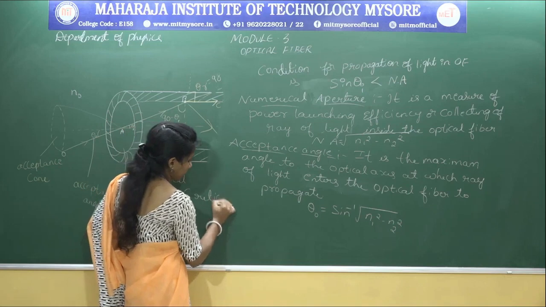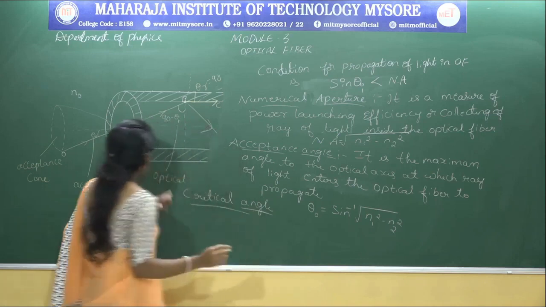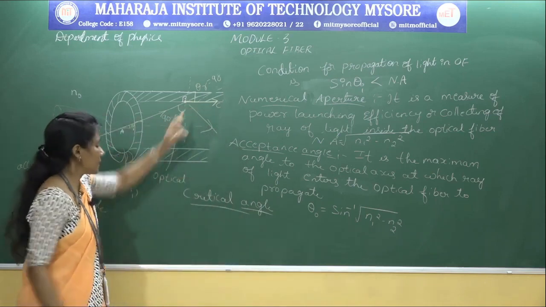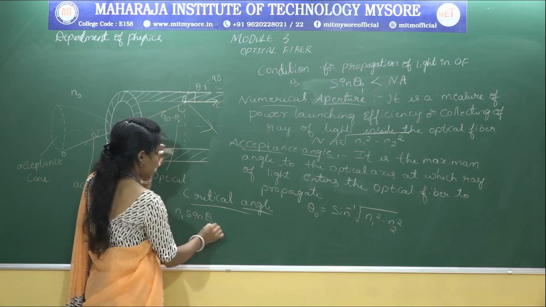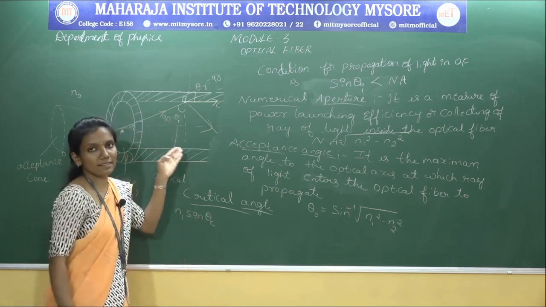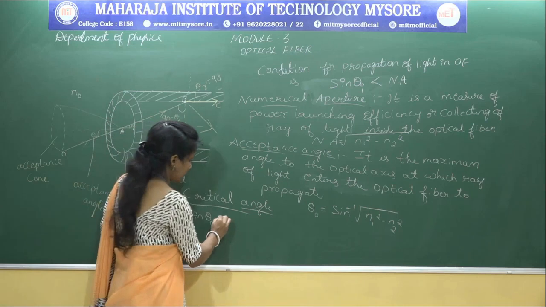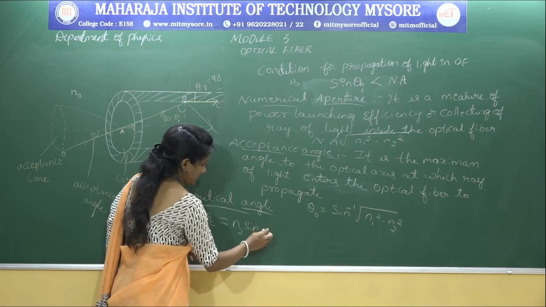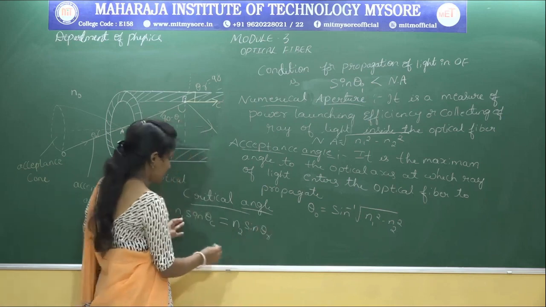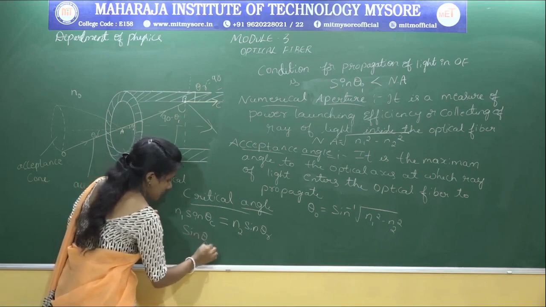When we apply Snell's law at point B, what do we get? The ray of light is entering from the core. So n1 sine of theta c. This 90 minus theta 1 is nothing but the critical angle, so we can write that as theta c. So n1 sin theta c is equal to n2 sin theta r.